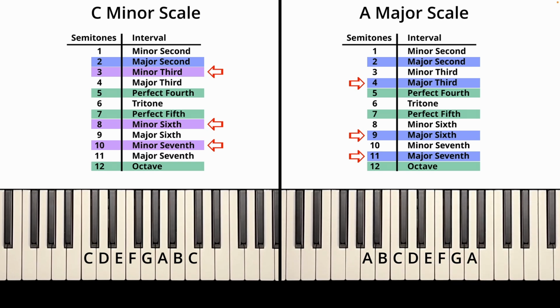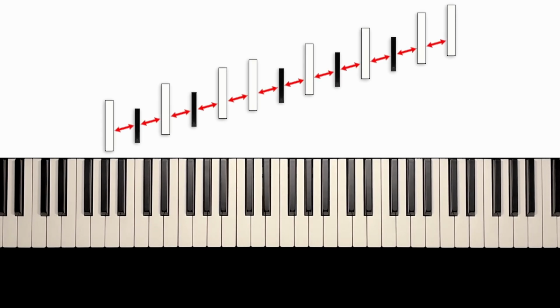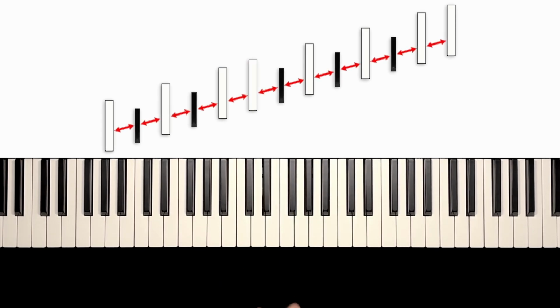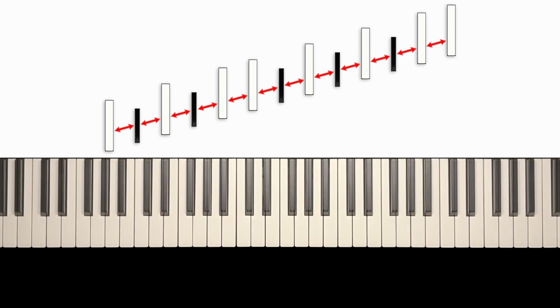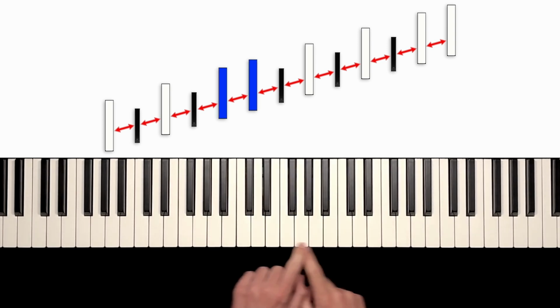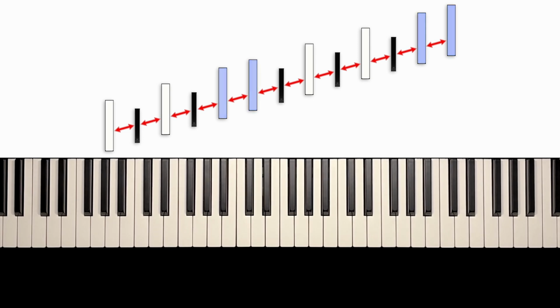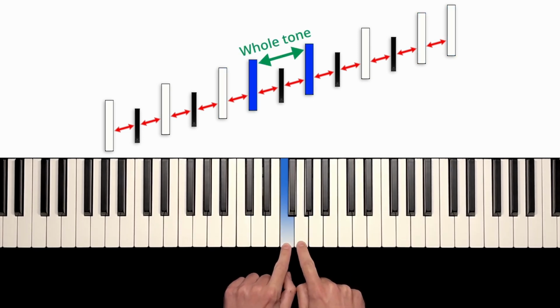I want to show you one more way to think about this, and it's connected to the layout of the keys on the piano. We learned that there's always a semitone between neighboring keys. This means that although the white keys are identical in size, there are actually 2 different intervals between them, since there's no black key between E and F and between B and C. Those notes are only a semitone apart, while we have 2 semitones, a whole tone, between all the other white keys.